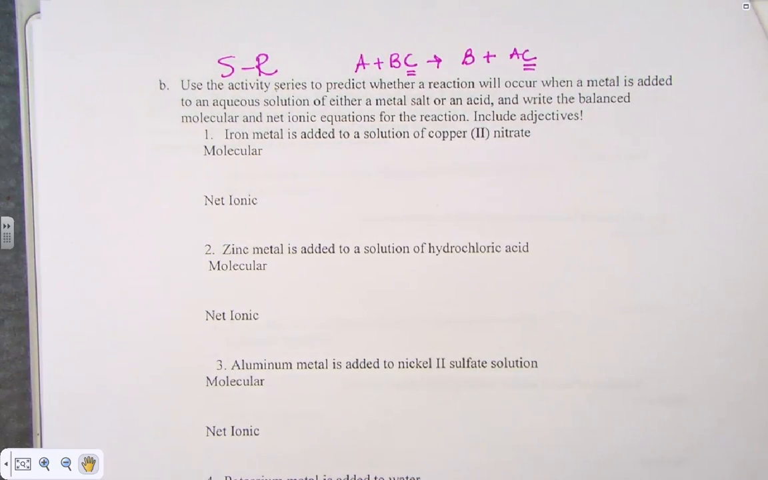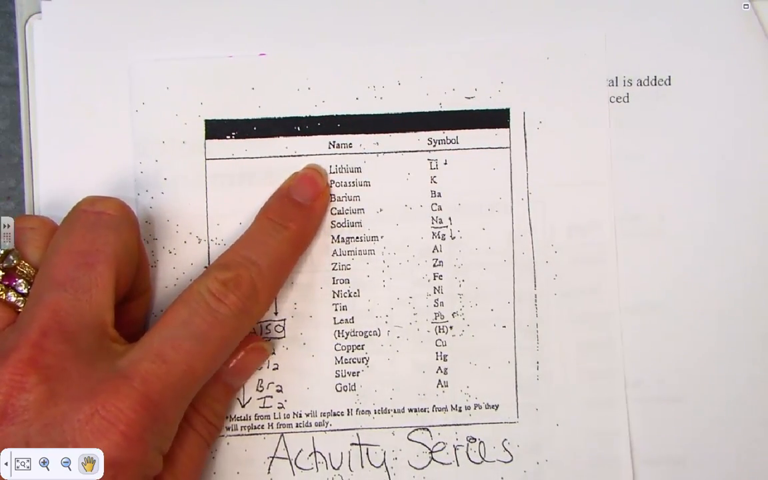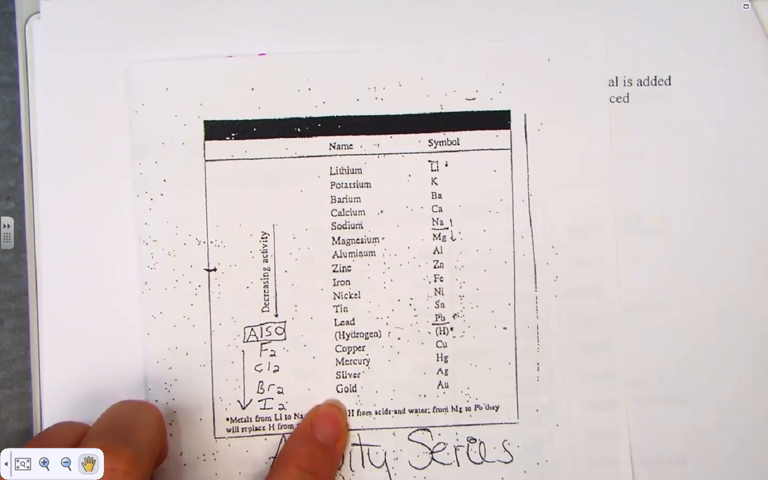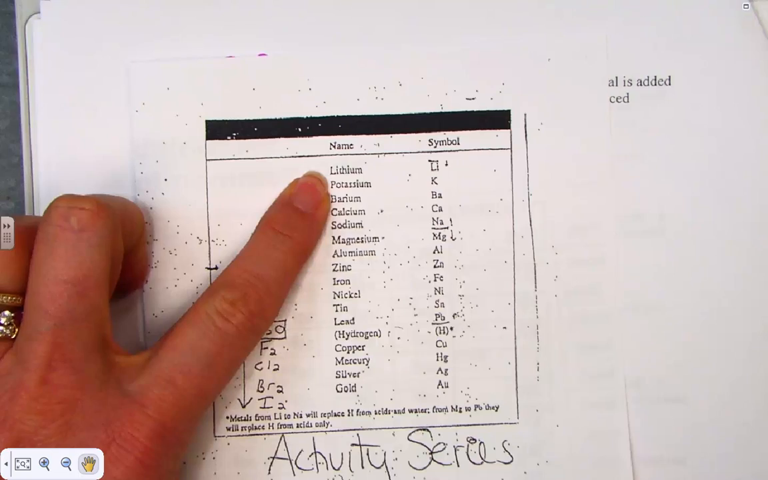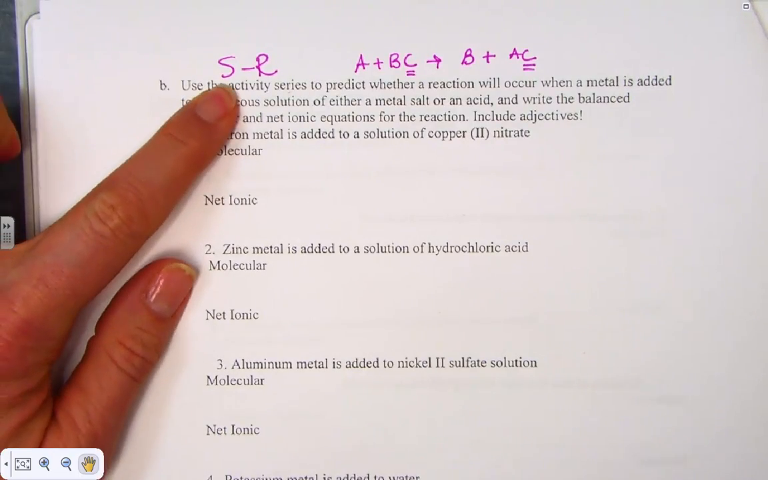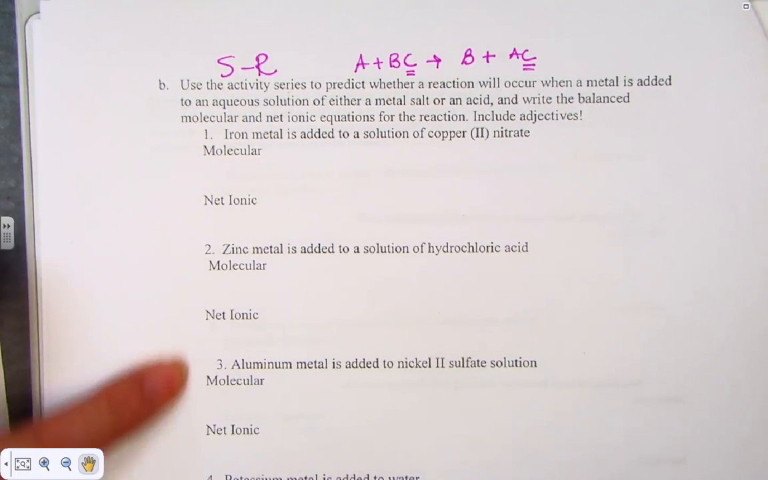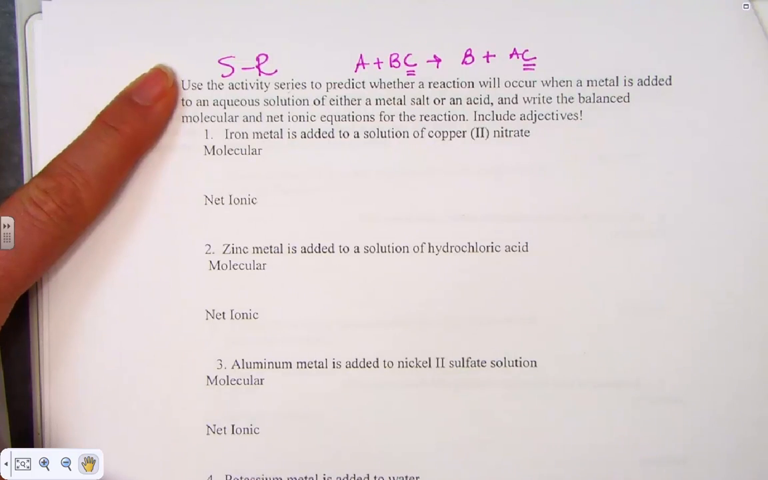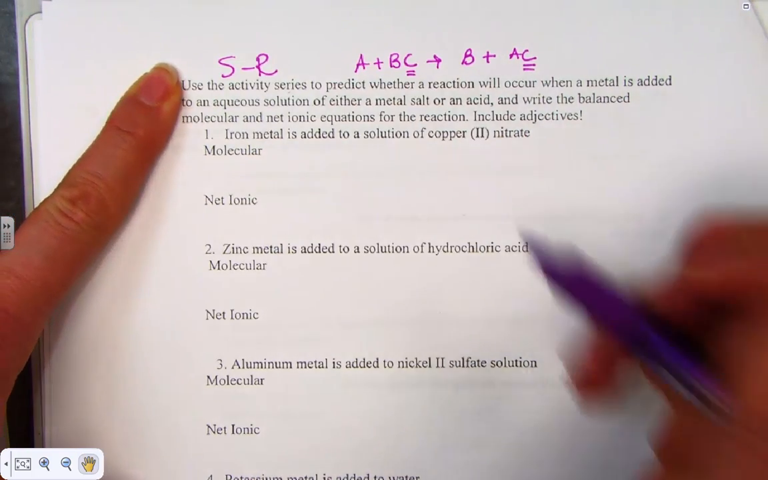From there, when I hear activity series, we'll need a tool page, and it's just a series of elements from the strongest of strong at the top down to the weakest of weak at the bottom. The activity series shows the ease of oxidation. The activity series are always used for single replacement reactions, so every one of the patterns here for this first series of questions will be a series of single replacements.